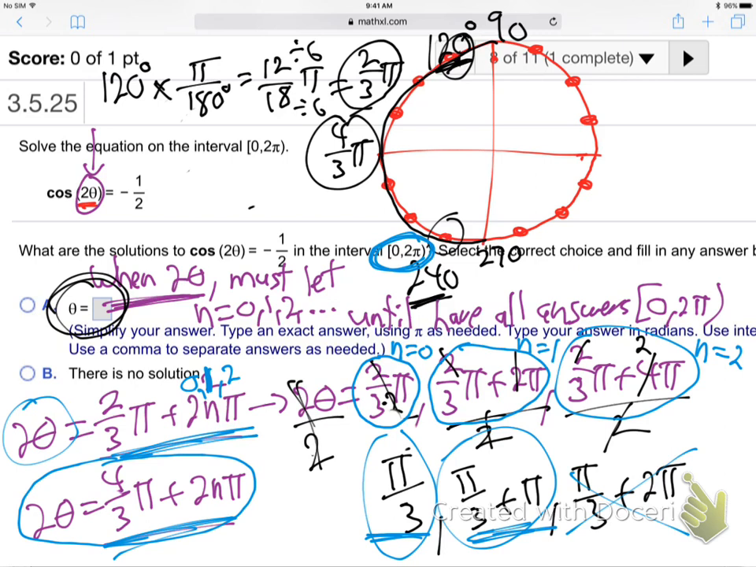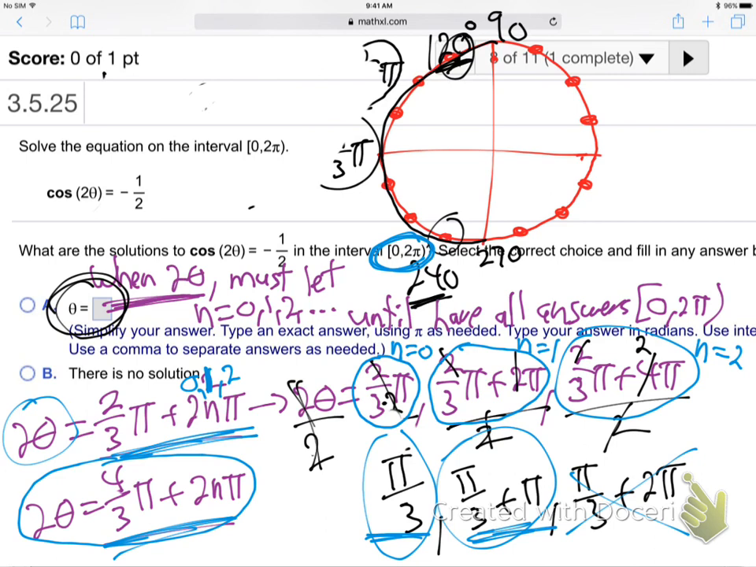All right, so you have to take that formula, let n be 0, let n be 1, let n be 2, and then divide through by 2. Do all that same stuff. See if you can get answers on that. All right, let's try it.